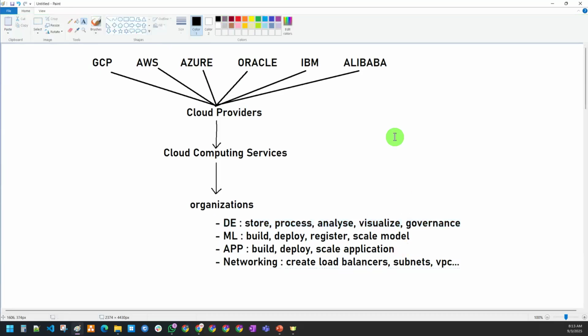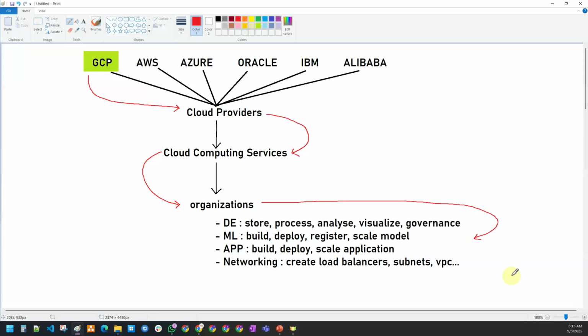One such cloud platform is Google Cloud Platform, everyone. GCP, Google Cloud Platform. Google Cloud Platform is one of the leading cloud providers. Look at the definition now. Google Cloud Platform is one of the leading cloud providers which provides cloud computing services for organizations to fulfill their projects.